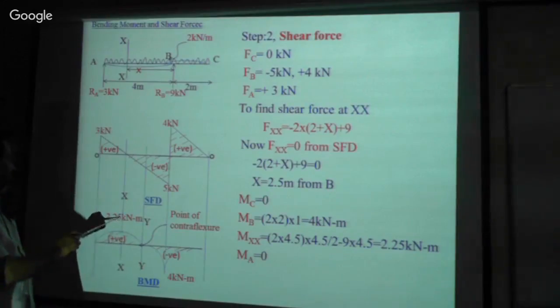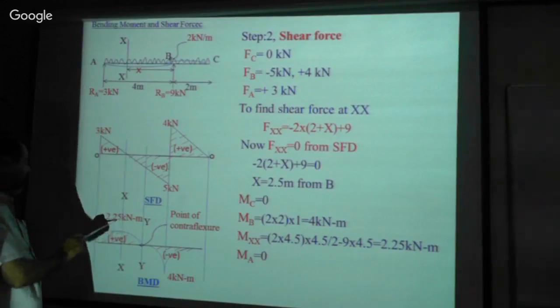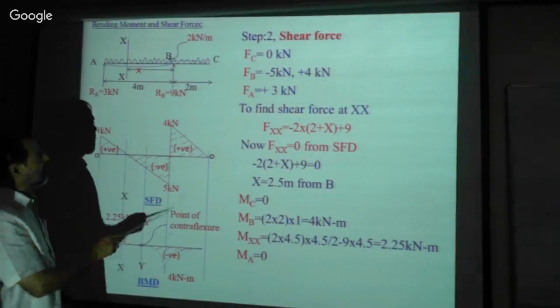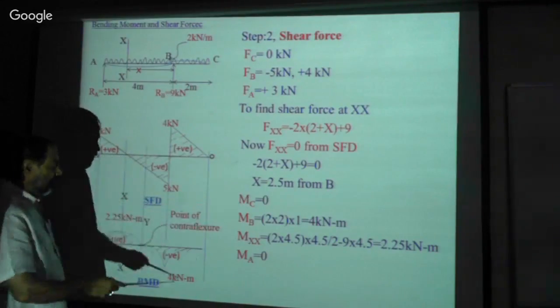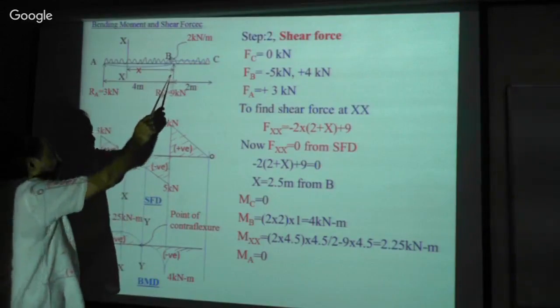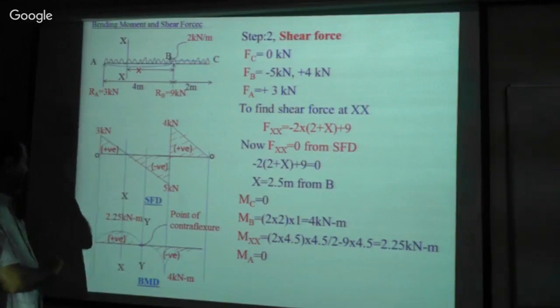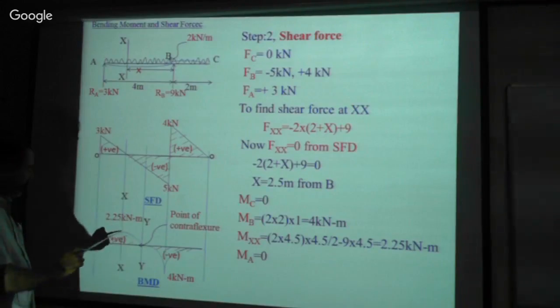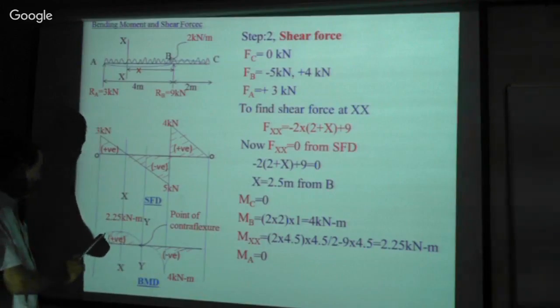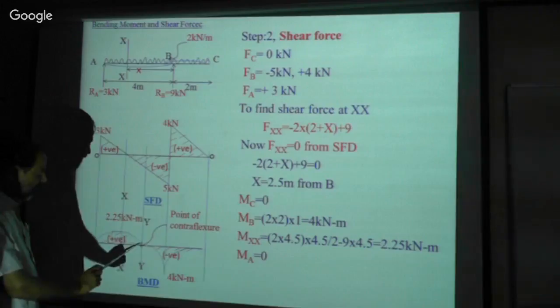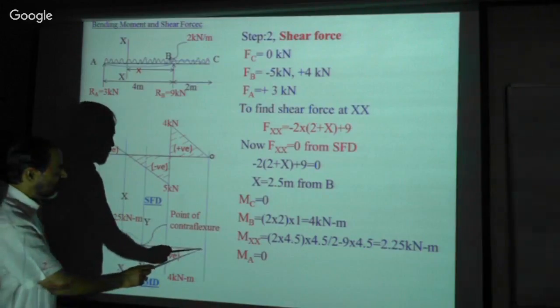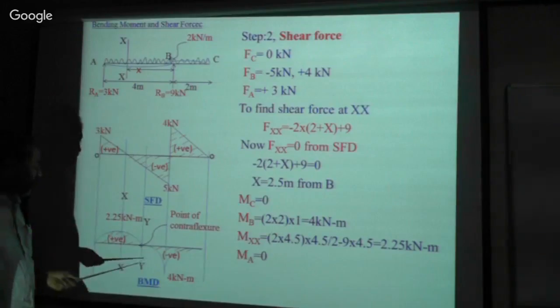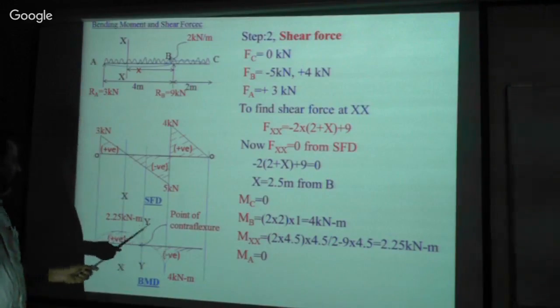Let us go up by 2.25 kilonewton meter, and already we have calculated the bending moment at this point. It is 4 kilonewton meter, and this is a negative hogging bending moment. Below this, we plot the curve. This is the parabolic line. We continue this from the zero reference, 2.25 kilonewton meter, 4 kilonewton meter, draw this parabolic line, and from there reach this 0 point. Now this gives you the bending moment diagram.